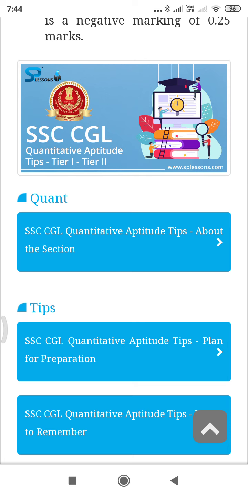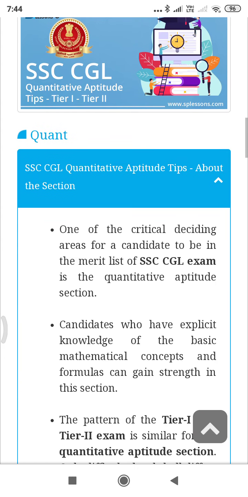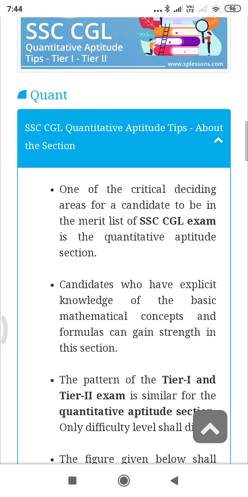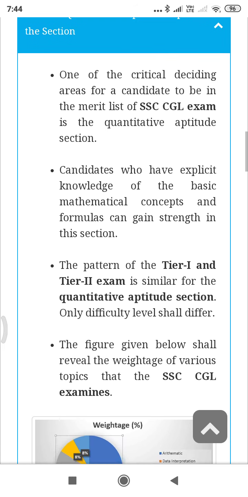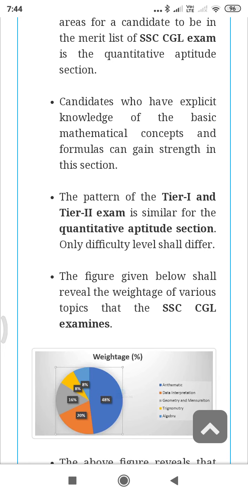So let's see the first thing, the SSC CGL quantitative aptitude section. So first we will discuss the section. One of the critical deciding areas for a candidate to be in the merit list of the SSC CGL exam is the quantitative aptitude section. Candidates who have explicit knowledge of the basic mathematical concepts and formulas can gain strength in this section.